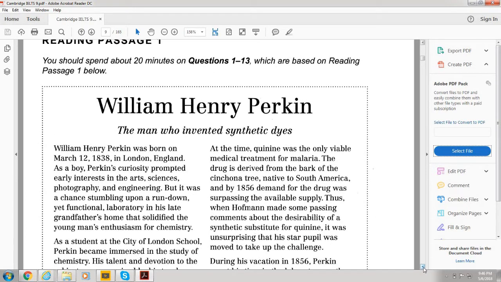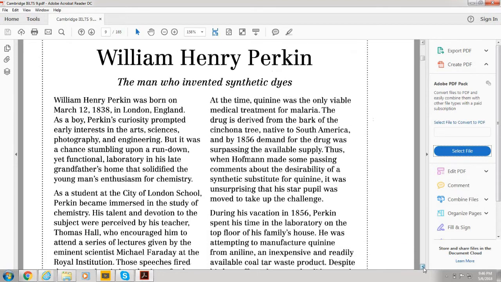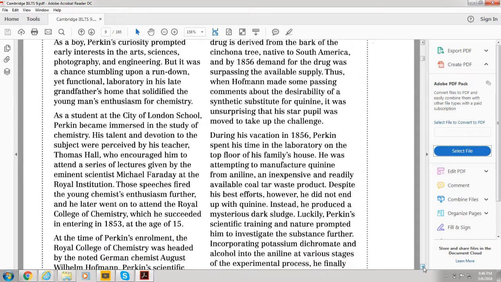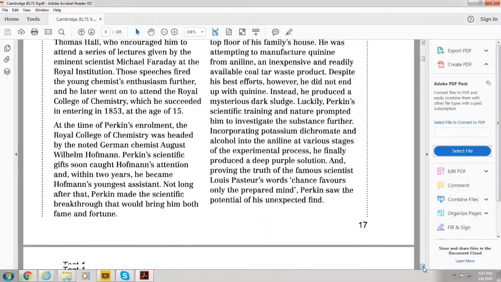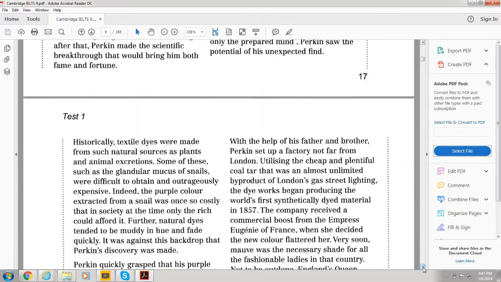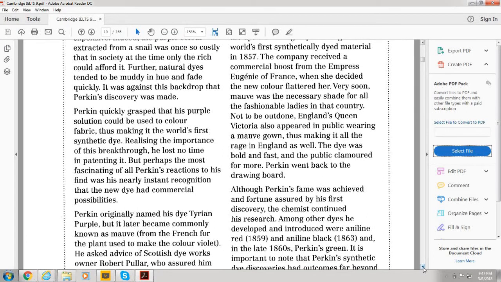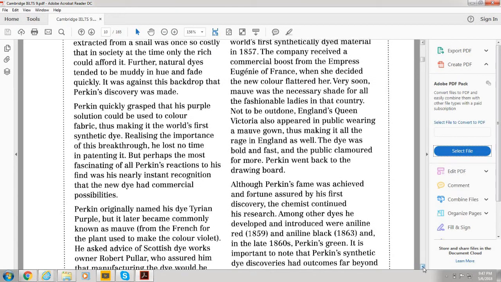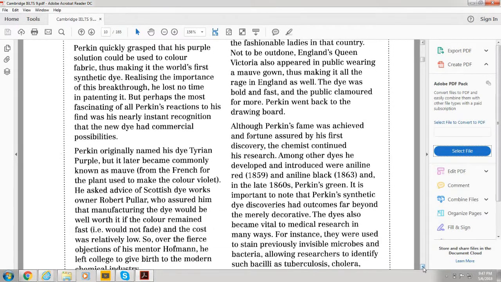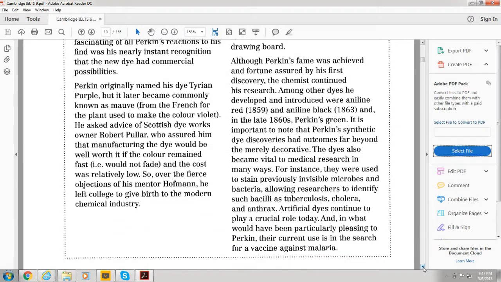This is one passage I have taken from the Cambridge 9 book, and the passage is not that short. It really has too many words, around 2500 or 3000 words. So it's not easy to get through this passage and understand the questions all the time, while also giving the 13 to 14 question answers.